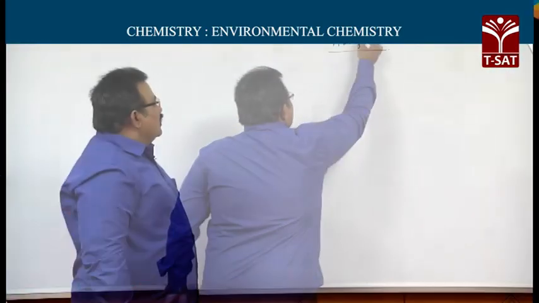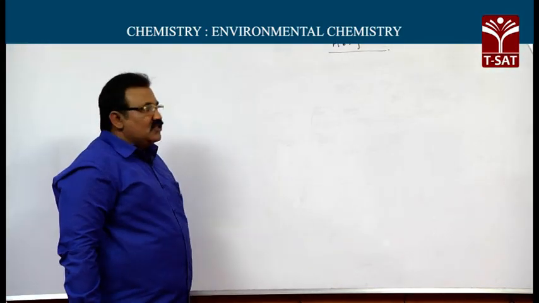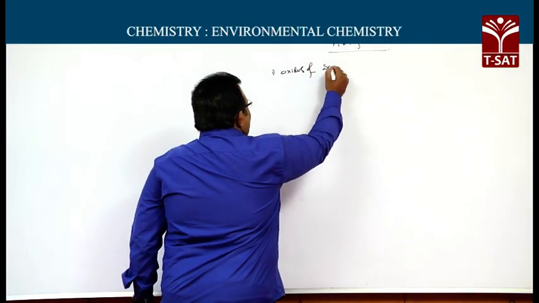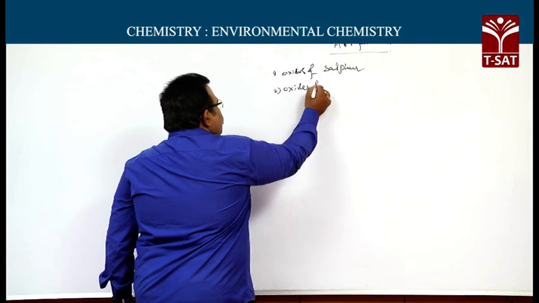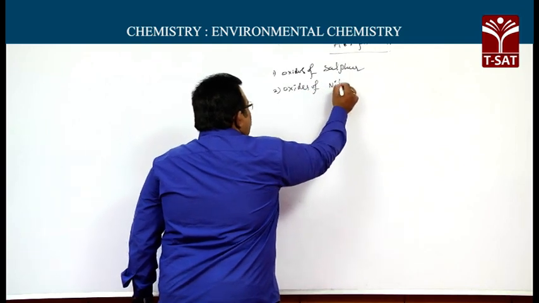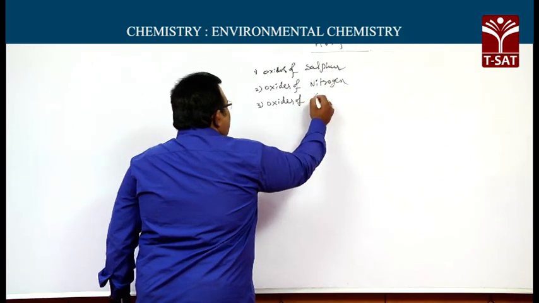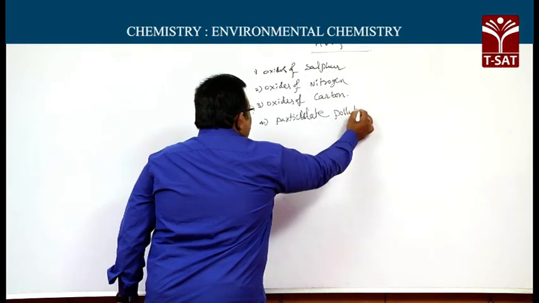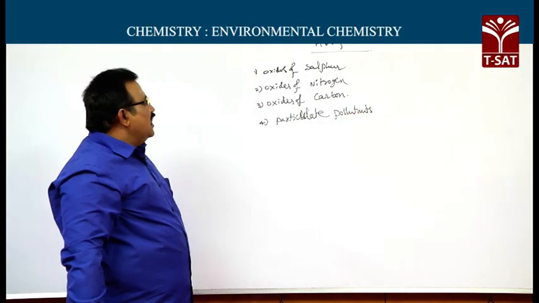Air pollution. The main air pollutants are oxides of sulfur, oxides of nitrogen, oxides of carbon and particulate pollutants. These are the major air pollutants.